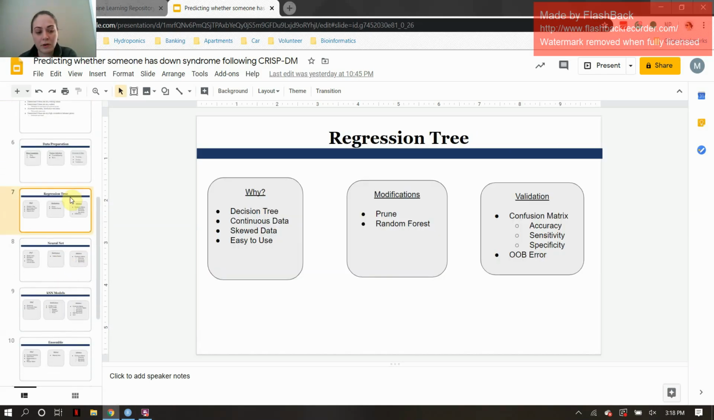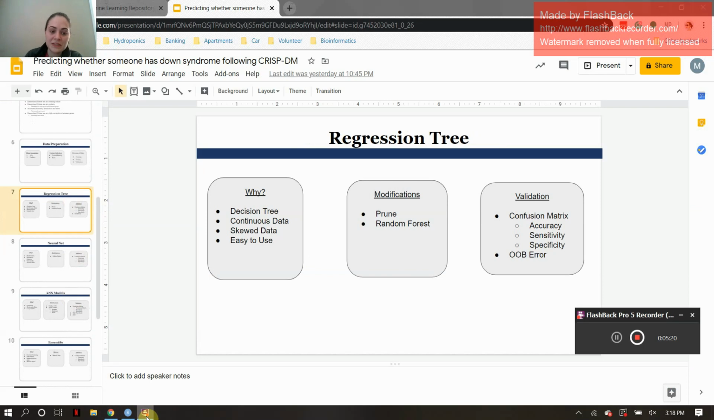Starting out, I build a regression tree. The reason why I do this is because I wanted to do a decision tree, and regression trees can handle numeric data. I didn't want to bin 30 different features. I knew it would decrease the accuracy. Regression trees can also handle skewedness pretty well, and they're easy to use. Modifications that I made to this tree were a random forest and pruning.